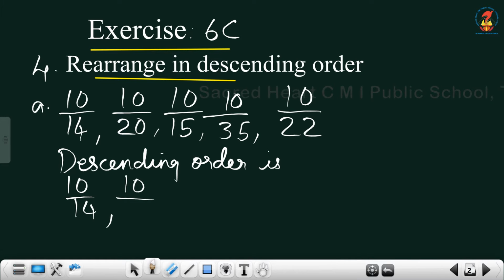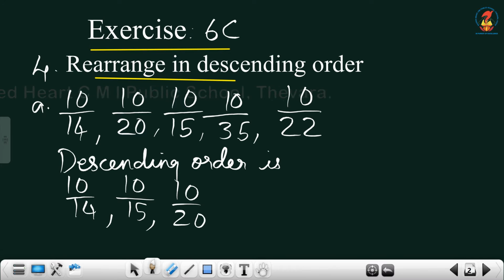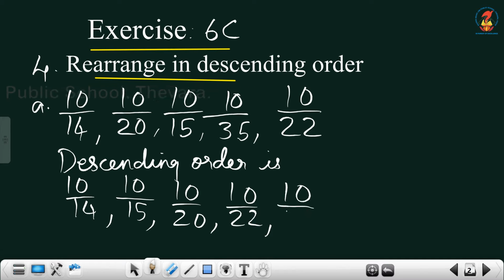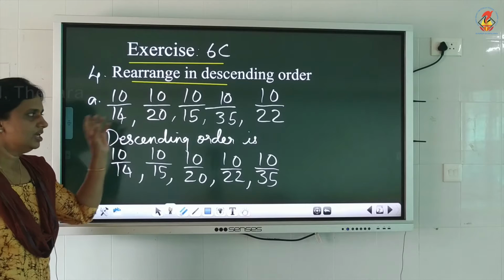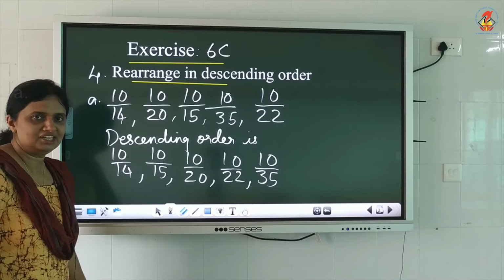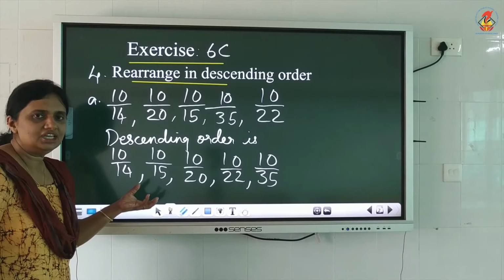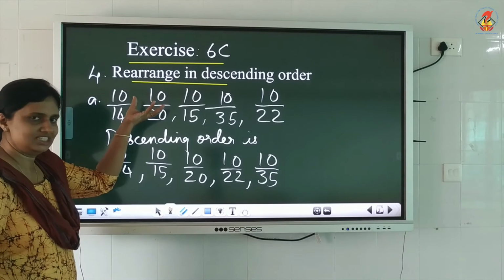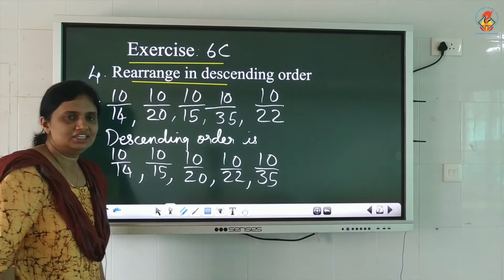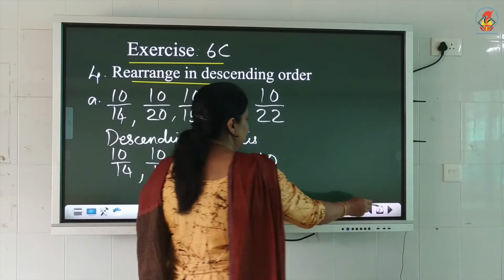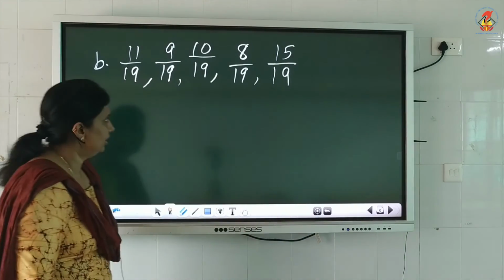And 10 by 15. After that what? 14, 15, then what? 20, right? 10 by 20. After that 10 by 22. After that 10 by 35. Is it clear? All the numerators are same. In that case we need to consider denominators only, and the fraction with the smallest denominator is the greatest fraction. So we need to arrange like this. For the descending order we need to arrange from bigger to smaller, right?